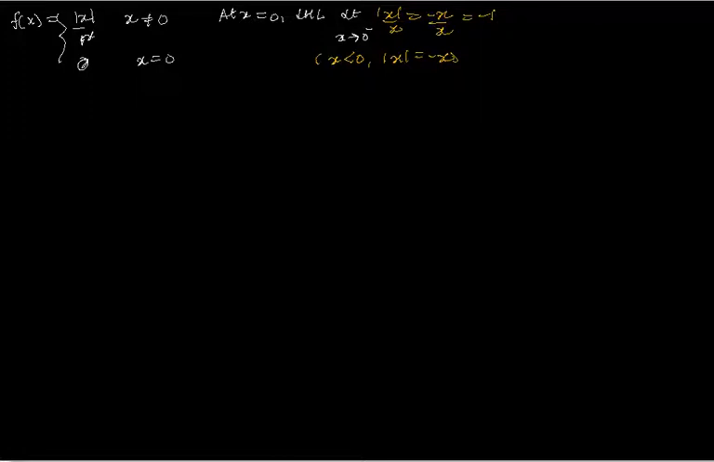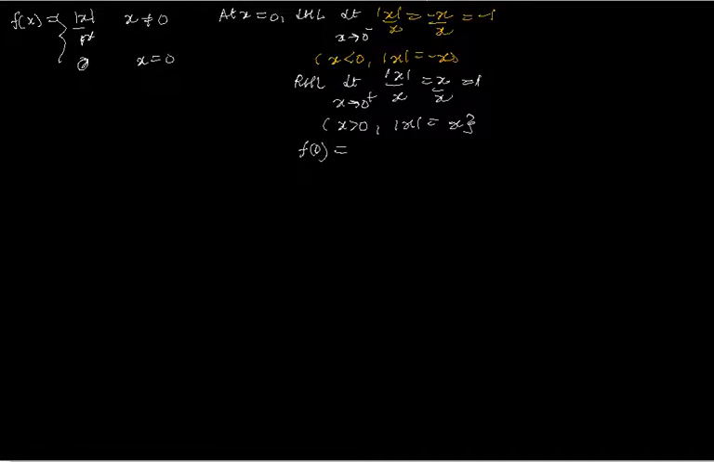What is the right hand limit? At limit of x tends to 0 plus, again it means tending towards 0 plus, it doesn't mean equal to 0. So this is mod of x upon x, but when x is greater than 0, mod of x would be equal to x, not minus x. So this would be x upon x, which is equal to 1. And what is the value of the function at x equals to 0? It is given to you that the value of the function is 0.